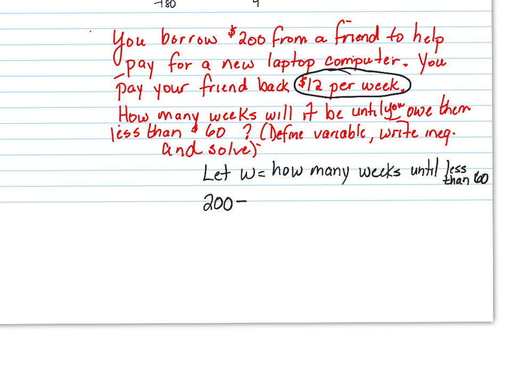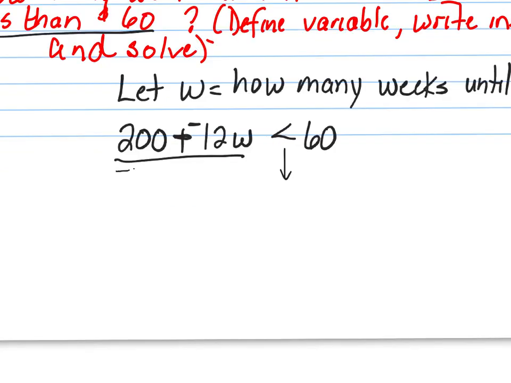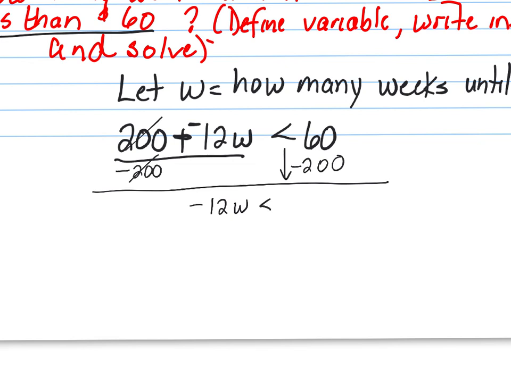Every week you pay them, you're subtracting off $12 per week. 12 times W. We want to know, when will this be less than $60? So I put $60 here. So we're going to subtract 200 on both sides. These cancel, leaving me negative 12W is less than, I'm going to keep change opposite, that's negative what? 140?